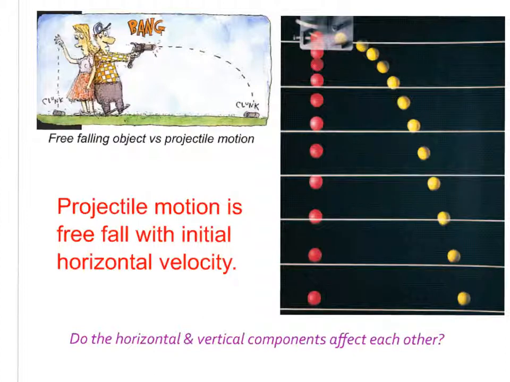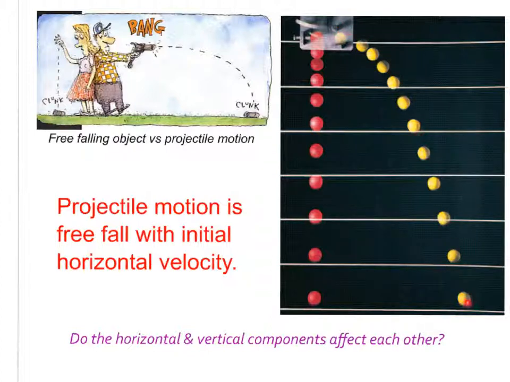And you remember that from the previous slide where the horizontal velocity remained constant throughout. The vertical velocity does not. It is being affected by gravity, and it's accelerating. So the vertical velocity does not, but the horizontal velocity remains the same. Again, do the horizontal and vertical components affect each other? Look at this picture here where we have a free fall and we have a projectile.